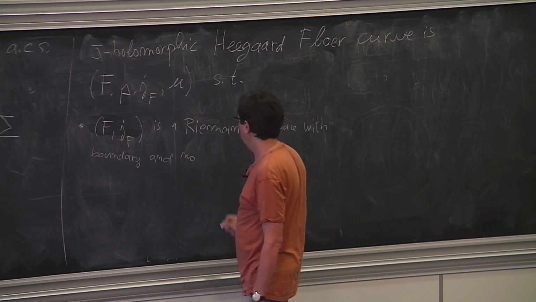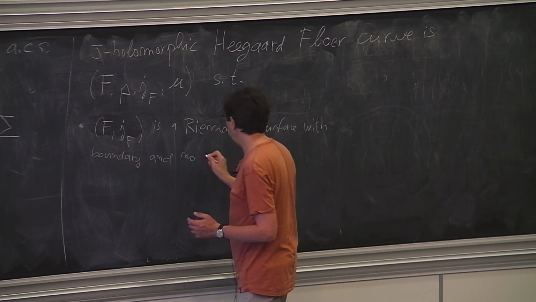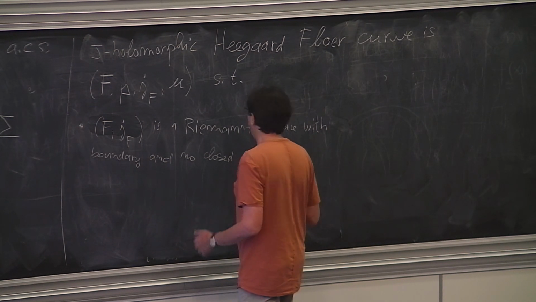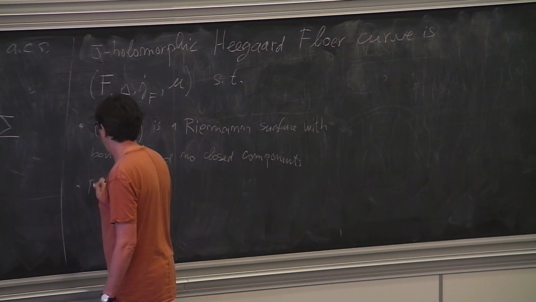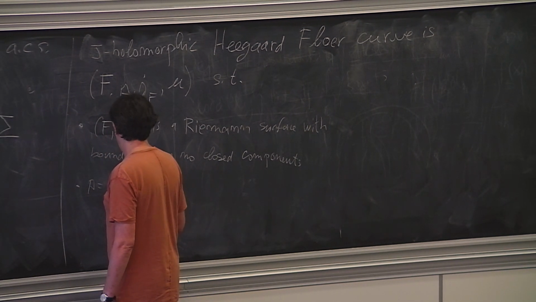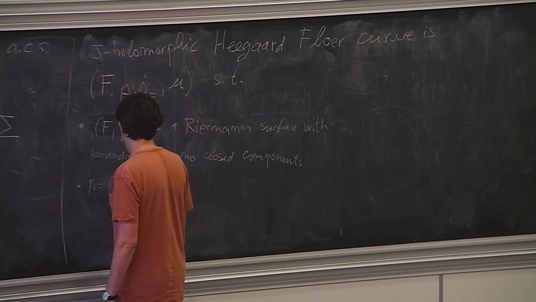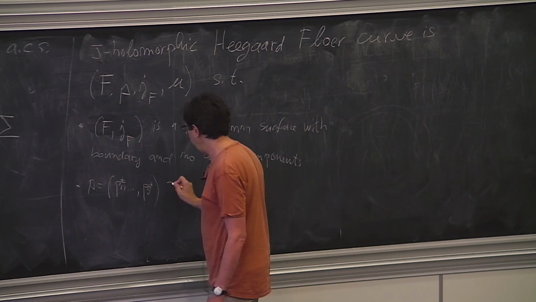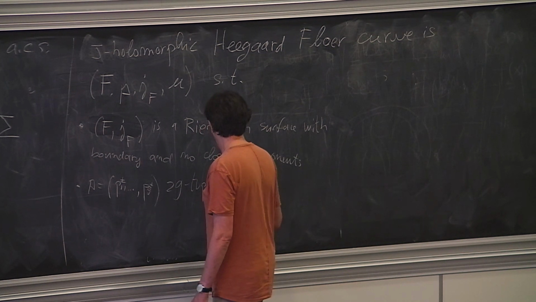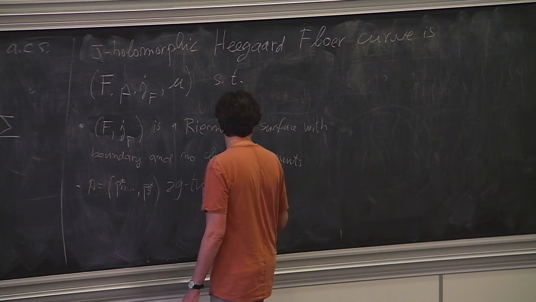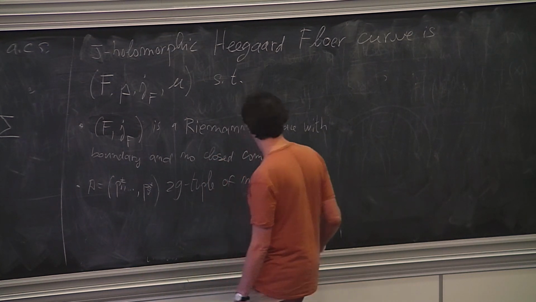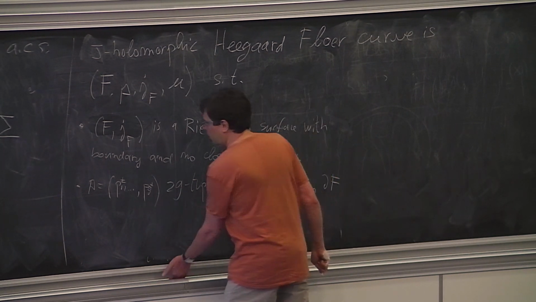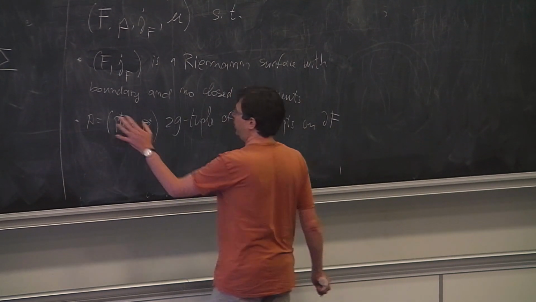And no closed components. P is a tuple of marked points on the boundary. So half of those I declare them positive and half of those I declare them negative.